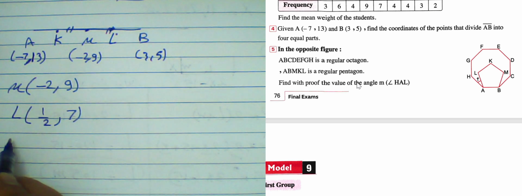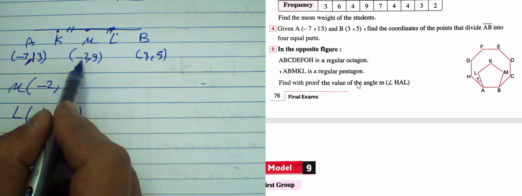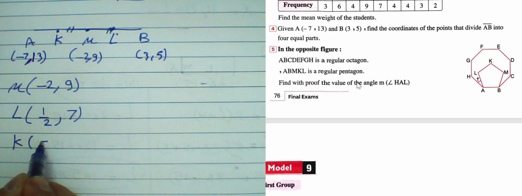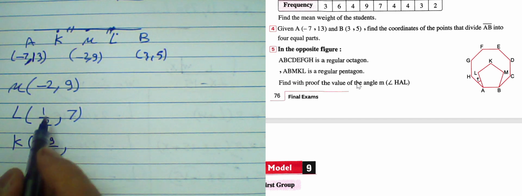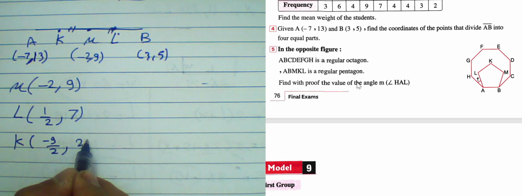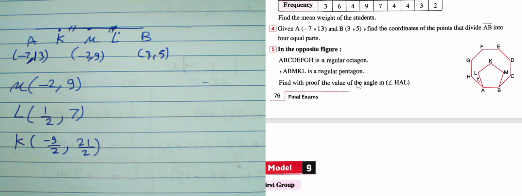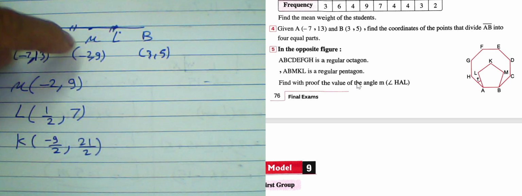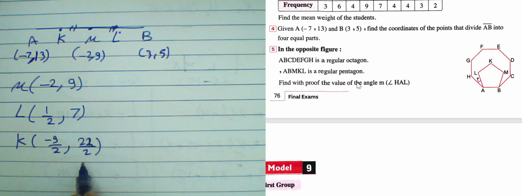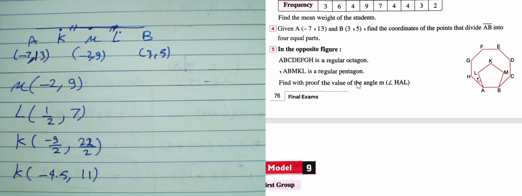Opposite point K lies between M and A. -7 and -2, -9. -9 over 2. And 9 plus 13 will be 22, sorry, 22, okay. 22 divided by 2. Then the coordinates of K will be negative 4.5 and 11.